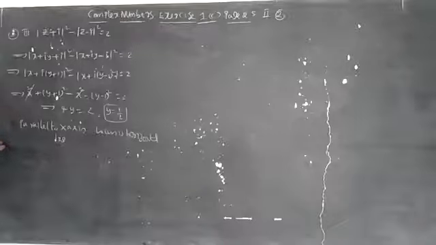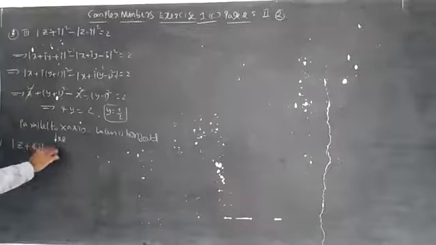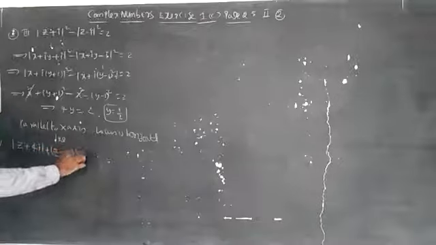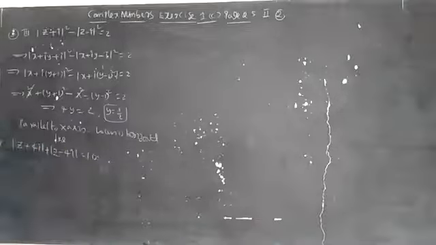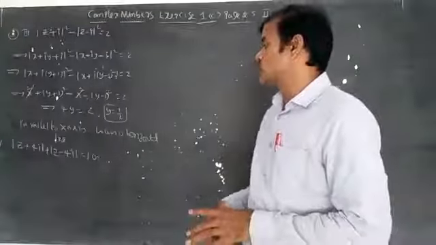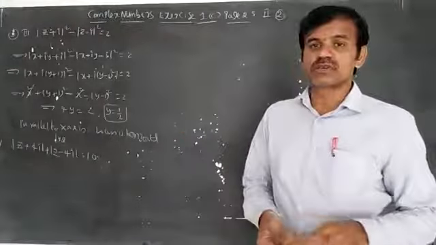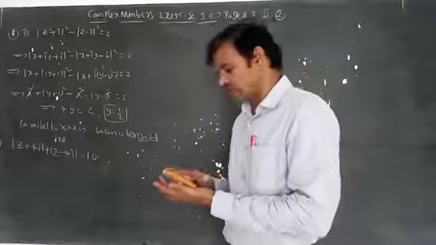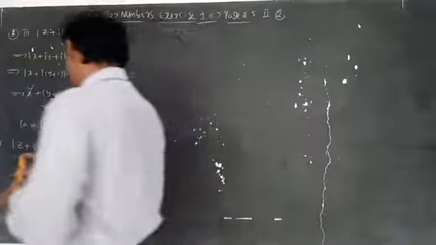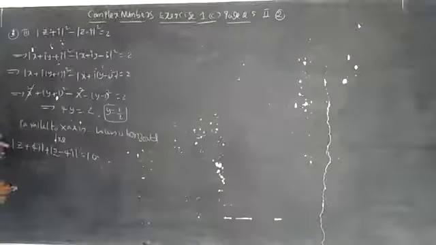Now, fourth question: modulus of z plus 4i plus modulus of z minus 4i is equal to 10. If you know the theory and concept about the equation of ellipse and the equation of locus from first year, you can say directly it's an ellipse. Formula PA plus PB is equal to k, where k is greater than AB. Here 4 plus 4 is 8, k greater than AB, so it is an ellipse. You can learn this for objective questions. Now you should do the sum completely.